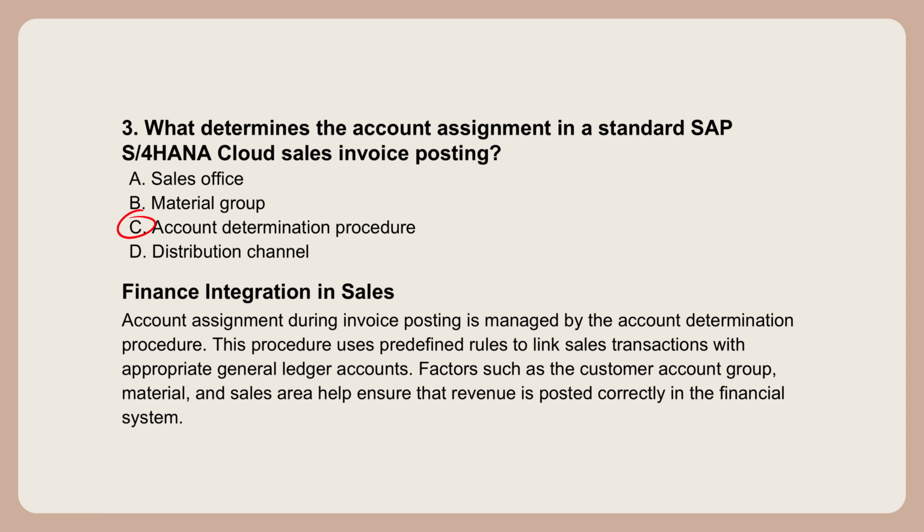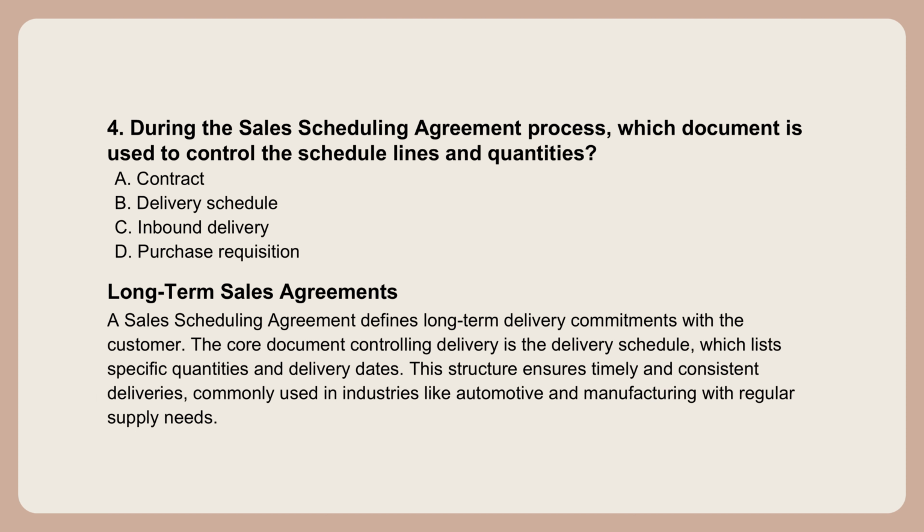Oh, absolutely. Critical setup. Okay, what about longer-term business? Sales scheduling agreement. For ongoing supply relationships. Once you have that main agreement set up, what's the specific document used to track the actual planned shipments, like the dates and the quantities needed over time? Right, so the agreement is the umbrella contract. But the operational part, the bit that drives the actual deliveries, that's managed by the delivery schedule. The delivery schedule. Okay, so that's the detailed plan within the agreement? Exactly. It contains the specific dates and quantities the customer expects you to deliver against that main scheduling agreement. It's what logistics will be working off. That makes sense. Different documents for different levels of detail.